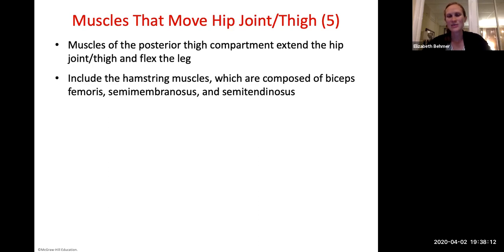When you see the word flexing the leg, think of flexing the knee. And to flex your knee, if you just think of your hamstring muscles in the back of your legs, if they contract or shorten, they'll pull your lower leg up. So it's as if you were trying to do butt kicks, like kick yourself in the butt with your foot, that's flexing your leg or flexing your knee. So those are your hamstring muscles.